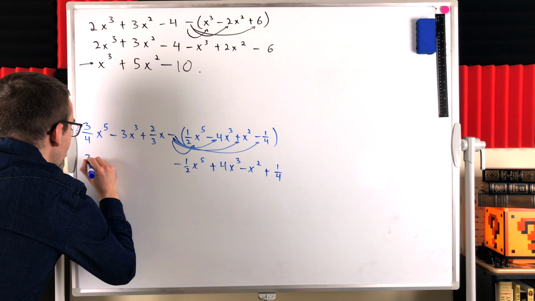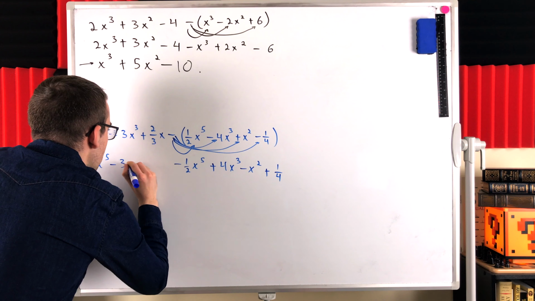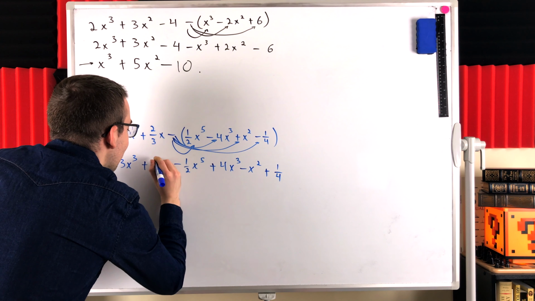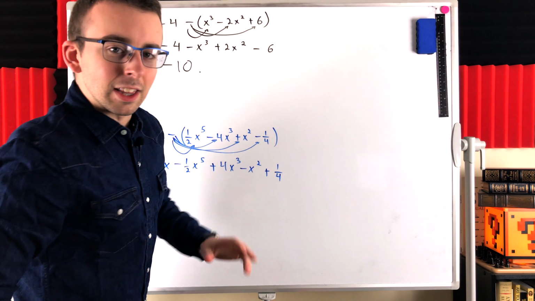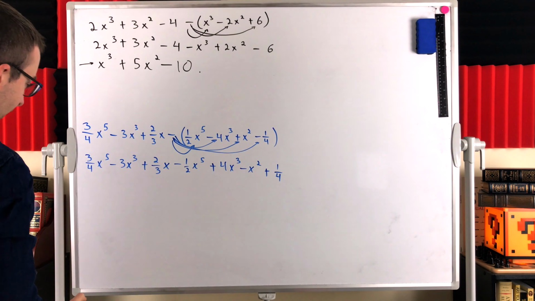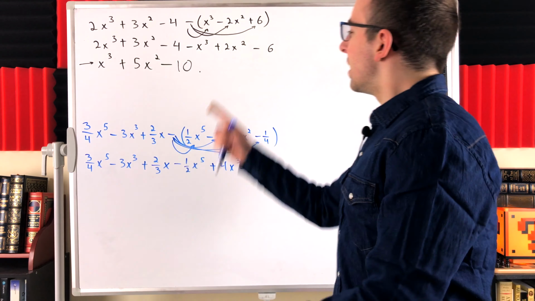So we have 3/4 x to the fifth minus 3x cubed plus 2/3 x. And then all of this stuff that we just found out by distributing. Now it looks a little messy, but all we got to do is combine like terms as we did before.